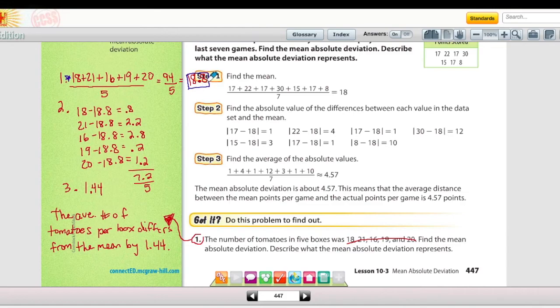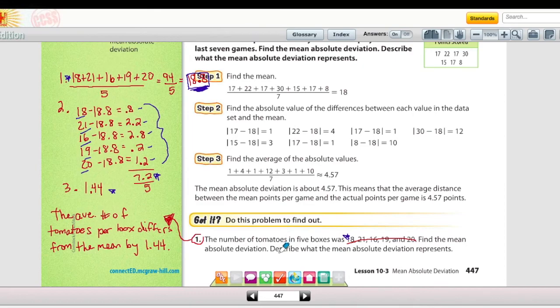Once I know that mean, I'm going to take each number in the original data set, 18, 21, 16, 19, and 20, and subtract the number I just found. So 18 minus 18.8, 21 minus 18.8, 16 minus 18.8, 19 minus 18.8, and 20 minus 18.8. Then all of those differences are averaged together. I added them all up and got 7.2, and then I divided by 5 and got an answer of 1.44.